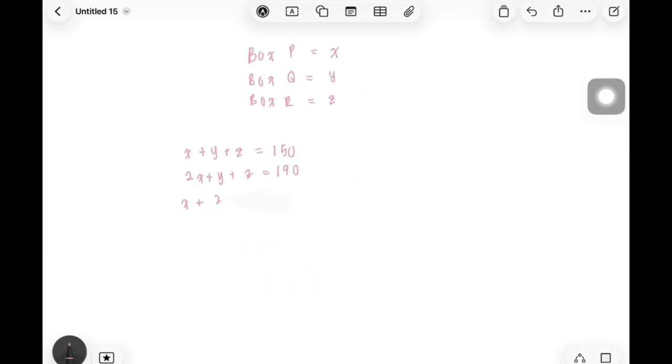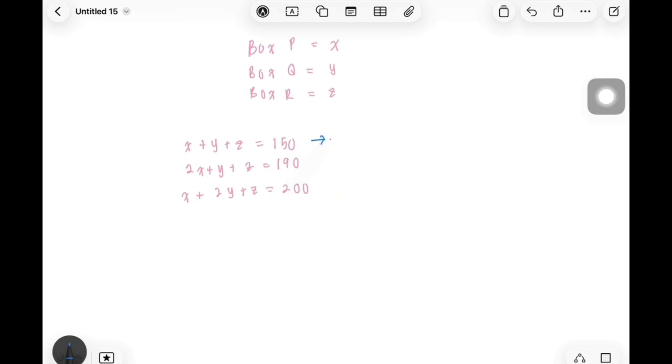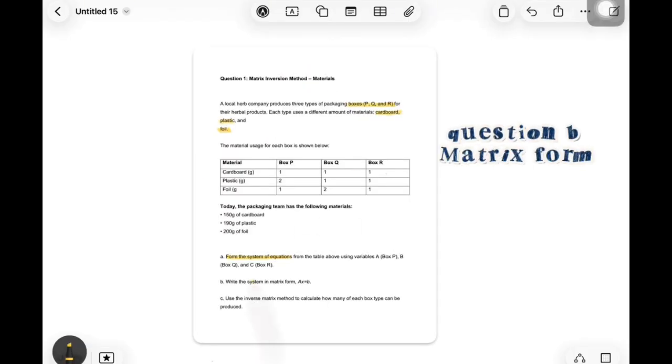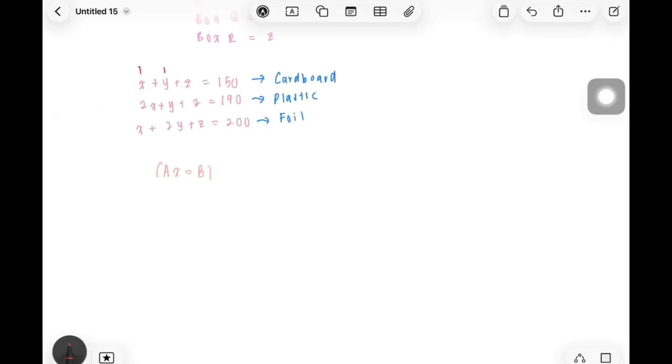Next, just write an equation using that information. So we know that the first equation represents cardboard, the second represents plastic, and the third is foil. Now let's do question B.